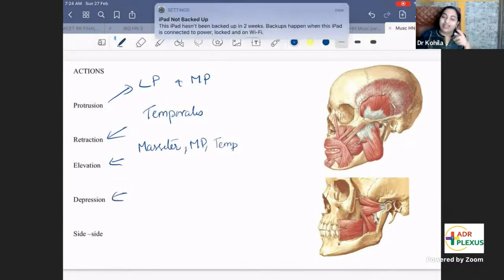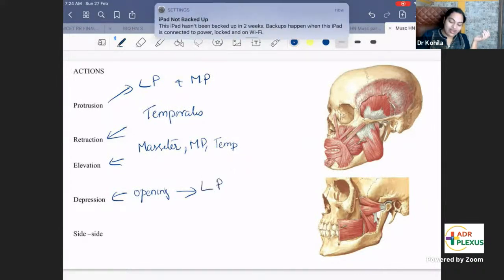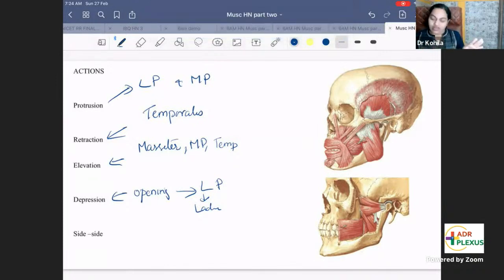Depression is very, very important. They keep asking again and again. Depression of mandible is nothing but opening of mouth. What is the answer? Which muscle depresses the mandible among the muscles of mastication? During UG days, one of my friends told me a clue to remember: lateral pterygoid. He told me, yeah, ladies keep on talking. That's why lateral pterygoid, depression of mandible. I am sure guys also talk a lot. Lateral pterygoid, depression of mandible.